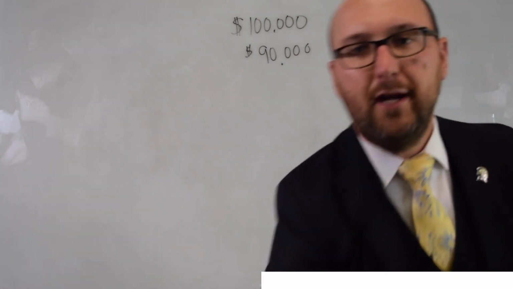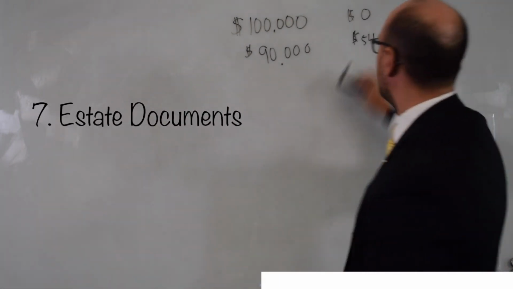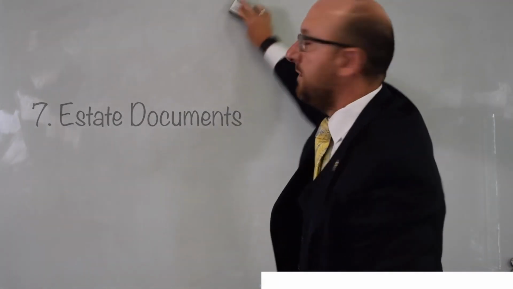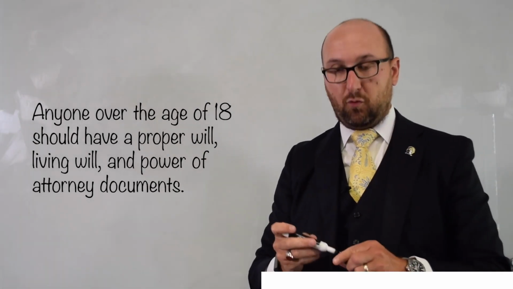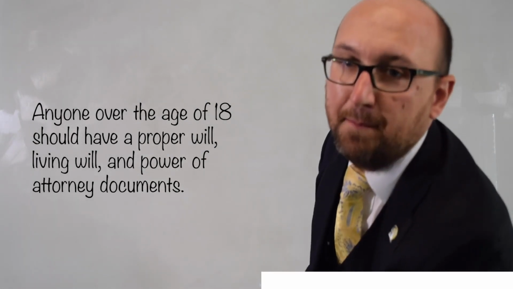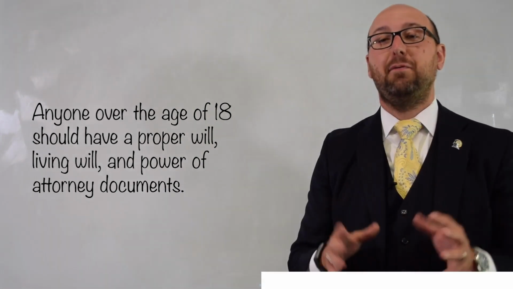The next consideration is your estate documents. I believe that anyone over the age of 18 should have a proper will, living will, and power of attorney documents. Now please note that I am not an attorney, and the following is for educational purposes only. Please discuss your own personal situation with a licensed attorney.